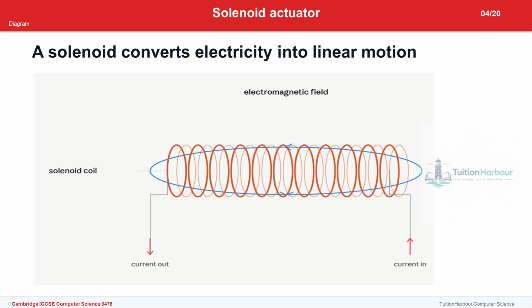Solenoid actuator. A solenoid contains a coil of wire. When electric current flows through the coil, it creates an electromagnetic field. This magnetic field moves a metal plunger inside the coil, producing straight line movement.